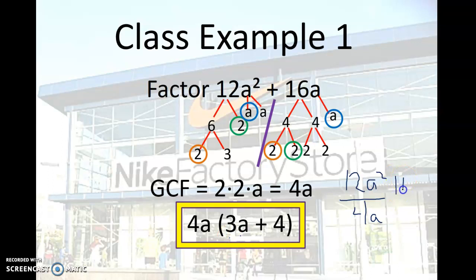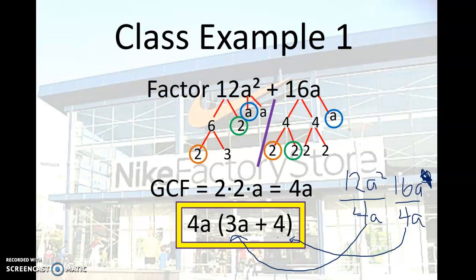And then you have the 16a squared divided by 4a. 16 divided by 4 is 4. A squared, oops, this was not a squared, this was just a. Sorry, cross that off. A divided by a is no a, so that's how we got this 4. That's how we got the 3a, that's how we got that answer.